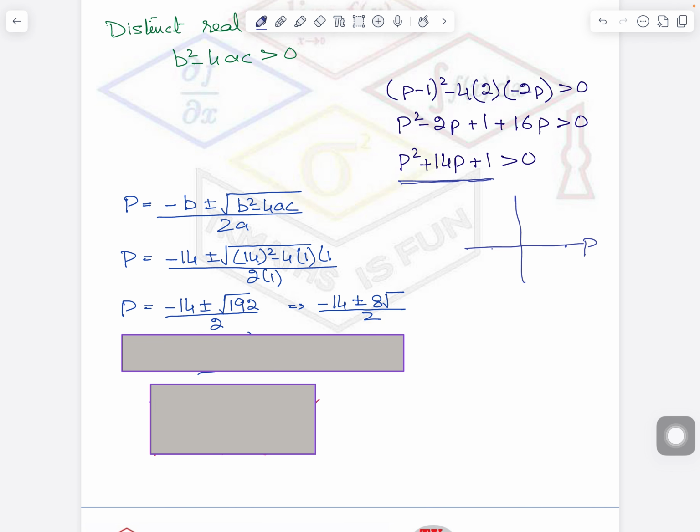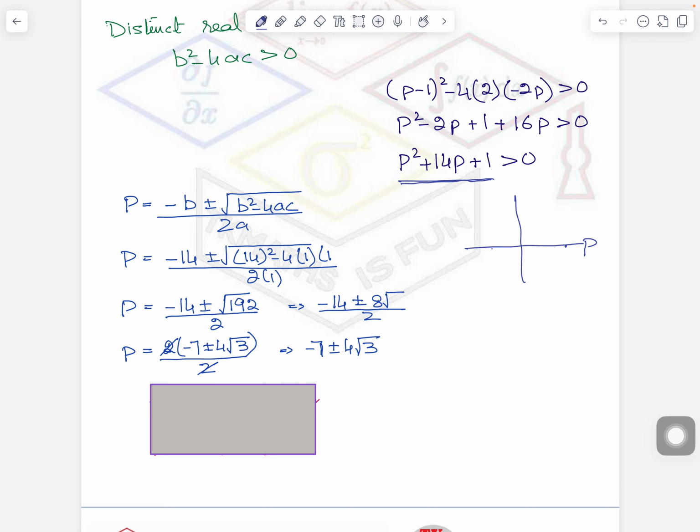And you can use the calculator. The calculator gives you the values, so you can write that here. This is erased from here. It is 3 here. Now once you get these values, for example, on one side you have minus 7 plus 4 root 3, and on the other side you have minus 7 minus 4 root 3.